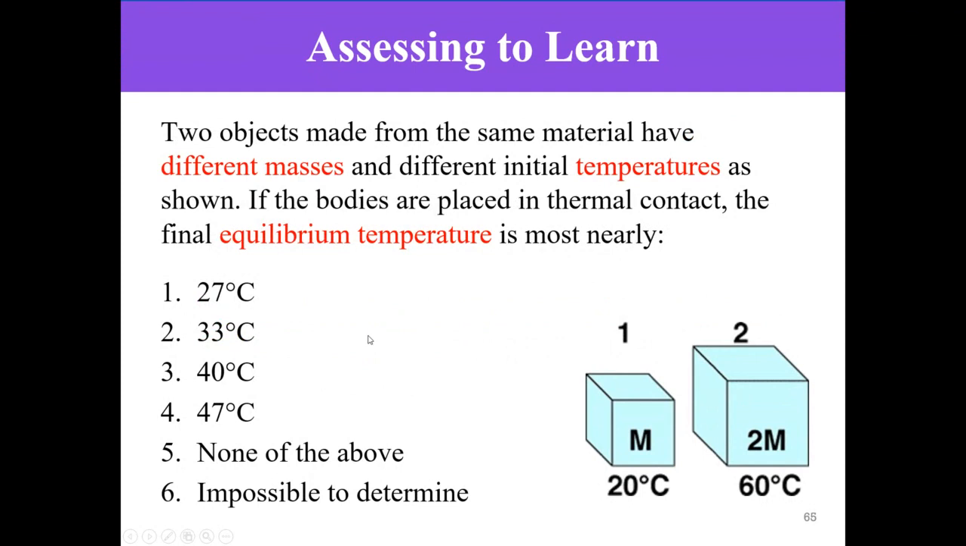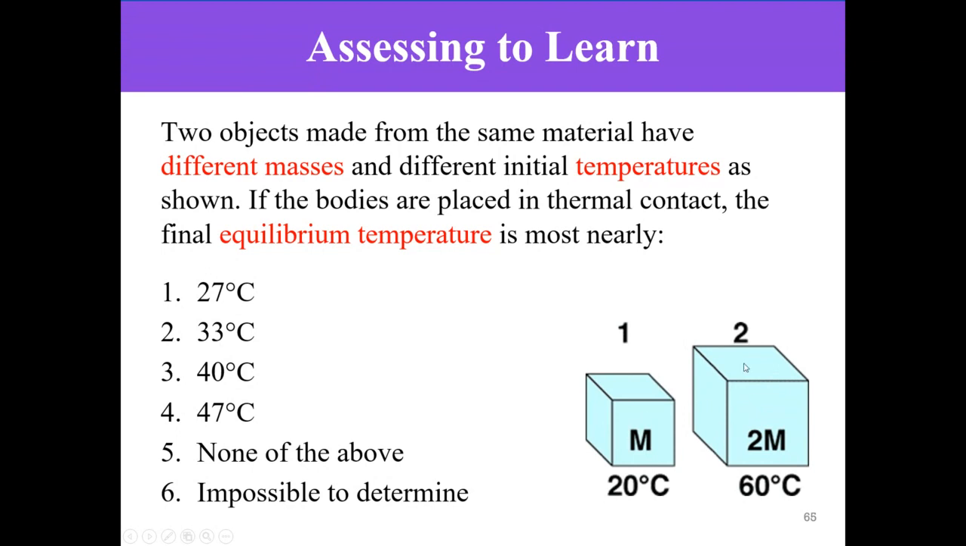Then, two objects made from the same material have different masses and different initial temperatures as shown. If the bodies are placed in thermal contact, the final equilibrium temperature is most nearly to be? So you are talking about different masses and different temperatures. This leads us, in order to solve this problem, to introduce a new quantity which we call the heat capacity. Not specific heat, heat capacity.